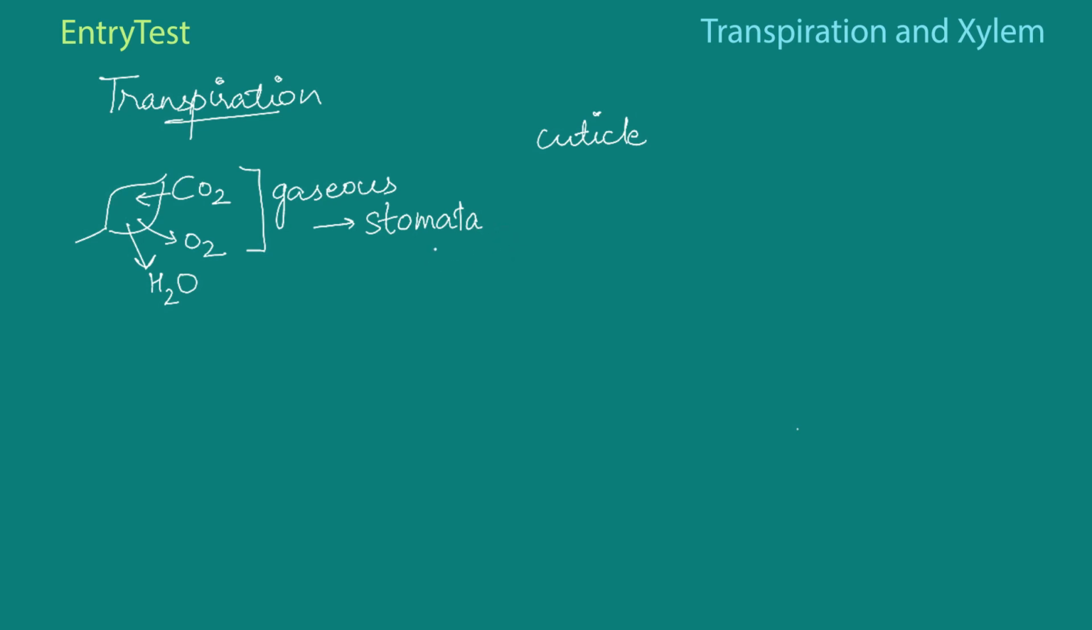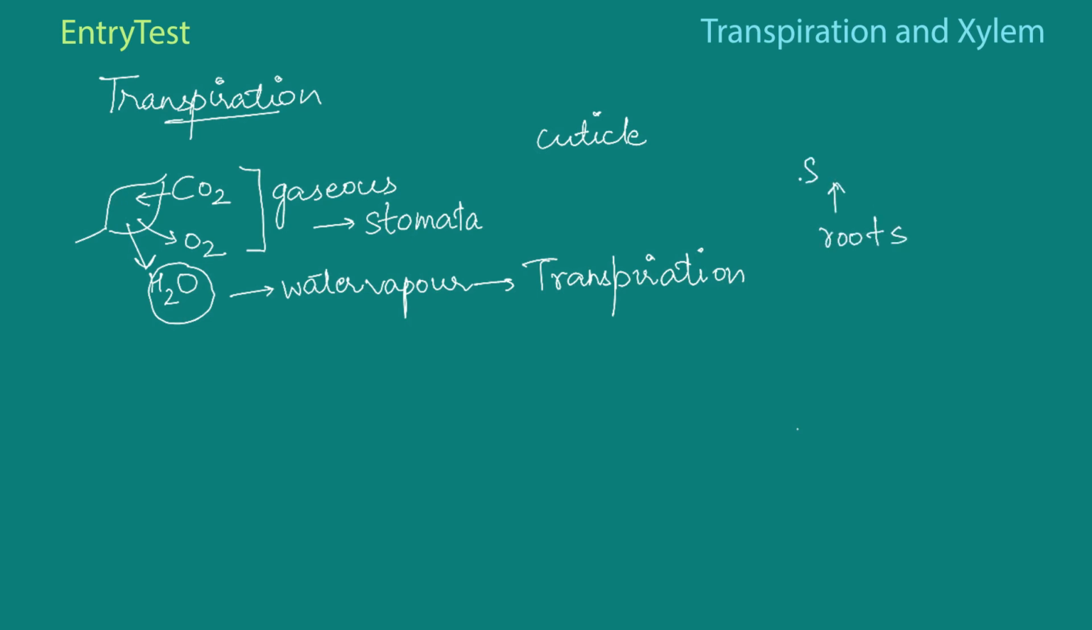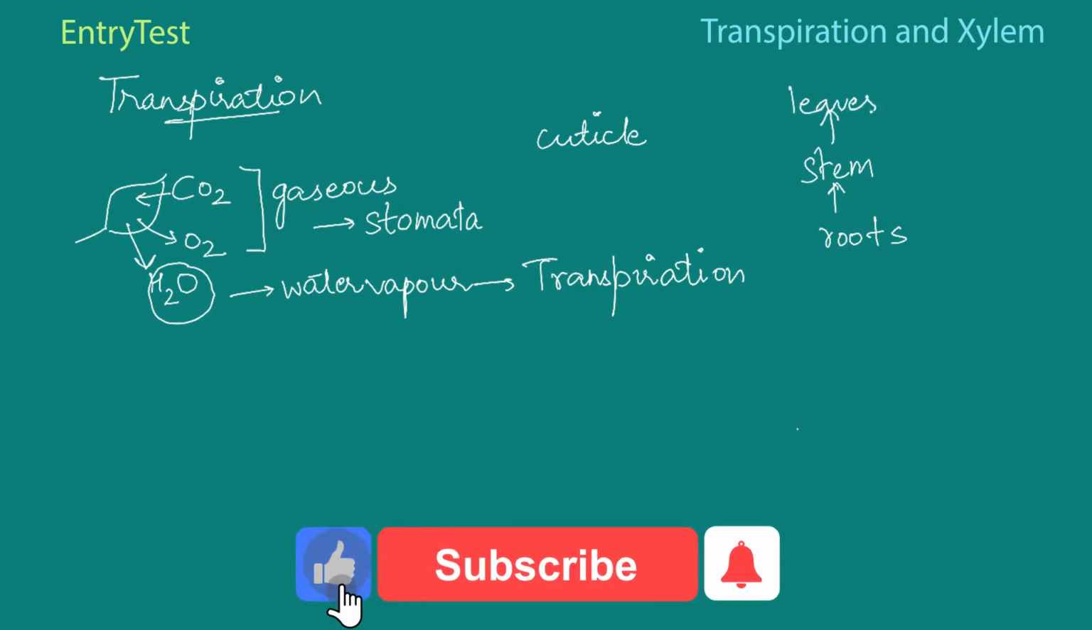Now, when the stomata open up to let in carbon dioxide, inevitably water and oxygen get leaked out. And this loss of water in the form of water vapor is known as transpiration. So that is going to be the process that we will study. And you know that water actually comes from the roots and then it goes to the stem, and from the stem it goes to the leaves.